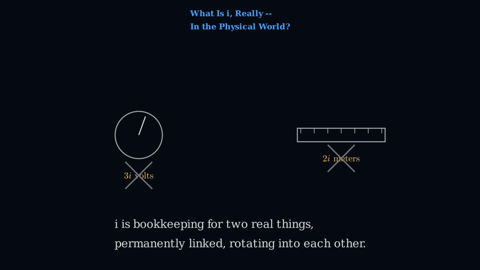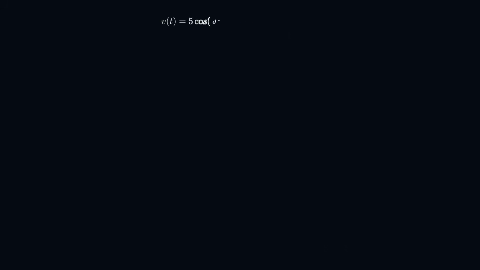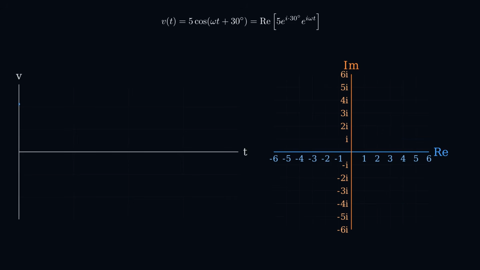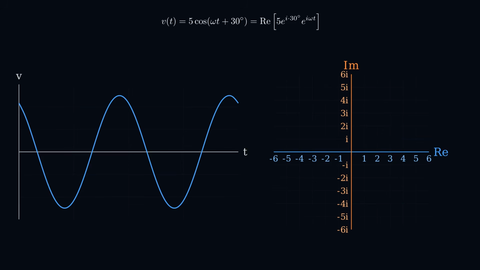Answer: i is bookkeeping for two real things that are permanently linked and rotate into each other. A swinging voltage, 5 cosine of omega t plus 30 degrees, needs two real numbers to describe it fully: how big it swings, 5, and where it sits in its cycle at time 0, a 30-degree offset.